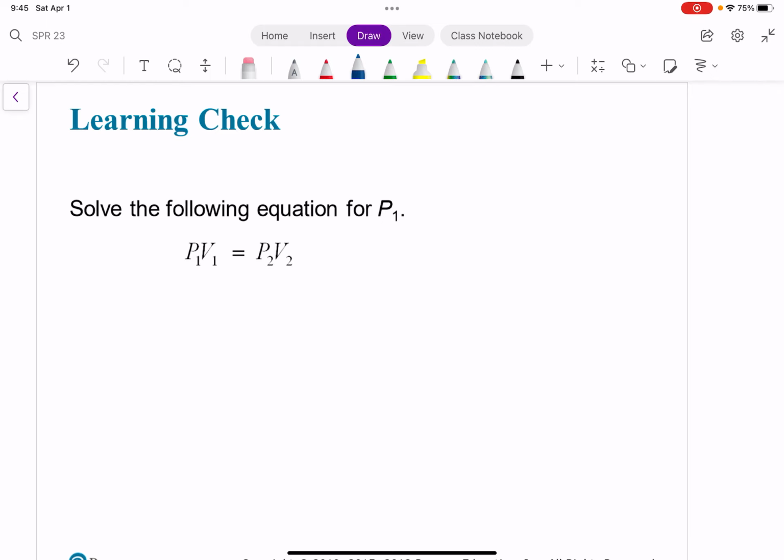Okay, so learning check. Go ahead and try to solve this equation. You have lots of variables, but you're going to look for P1. So go ahead and solve this equation for P1. You're trying to get P1 alone. So pause the video and try it out yourself.